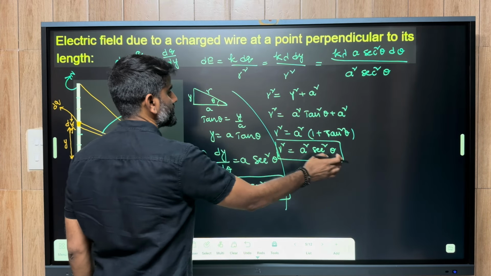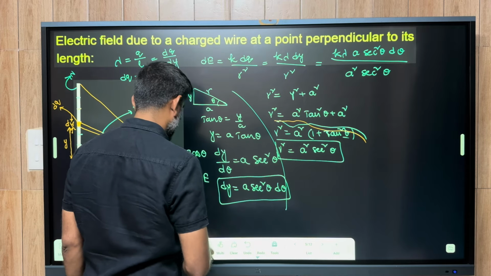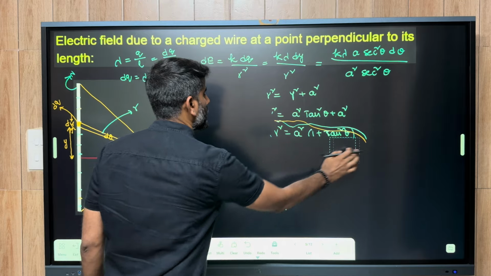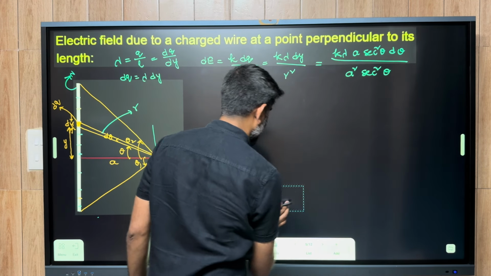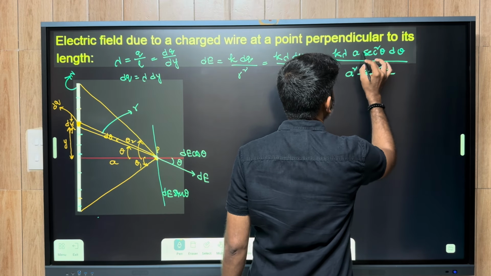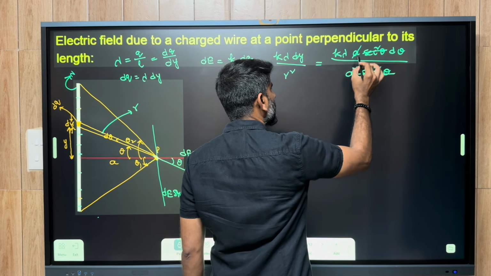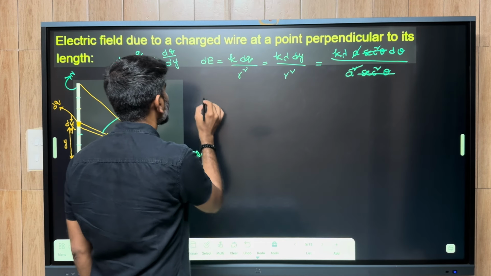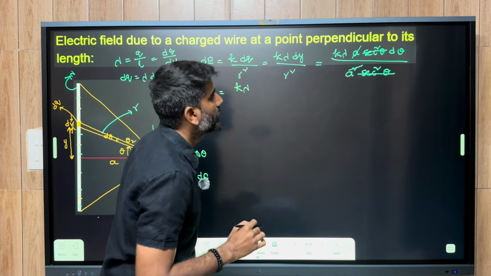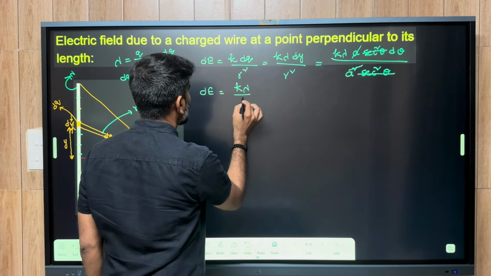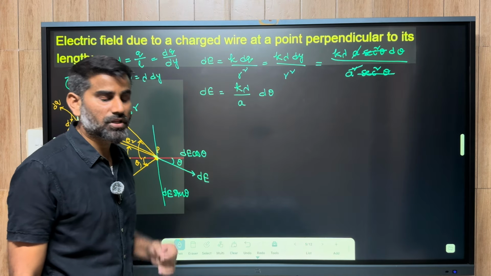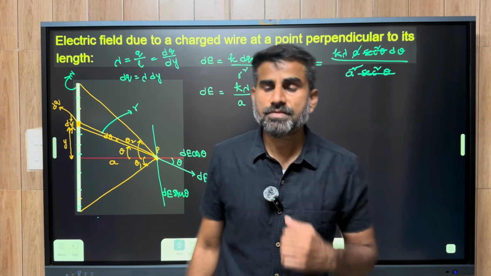Let's take these two things off. Now what are we left with? Secant square theta gets cancelled, and one a gets cancelled. What are we left with? The electric field due to the small element is k lambda by a into d theta. So this is the expression for the electric field due to the small element.